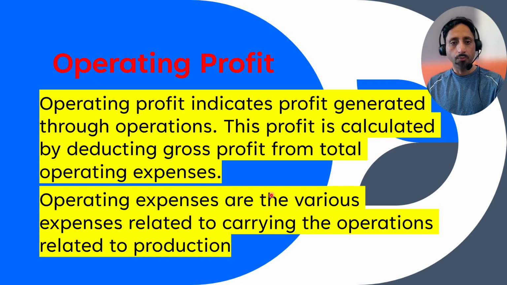Now, operating expenses are the various expenses that are related to the operations within any corporation. So there can be a number of different operating expenses. When we take into account all those operating expenses and deduct from the gross profit, we get operating profit.